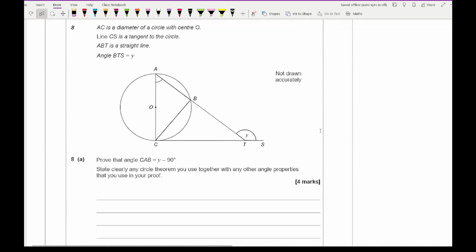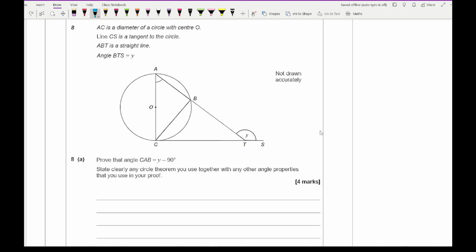Moving on to question 8, it says AC is the diameter of a circle with centre O, line CS is a tangent to the circle, ABT is a straight line, and angle BTS is equal to y. And for part a it says prove that the angle CAB equals y minus 90, and clearly state any circle theorem you use together with any other angle properties that you use in your proof.